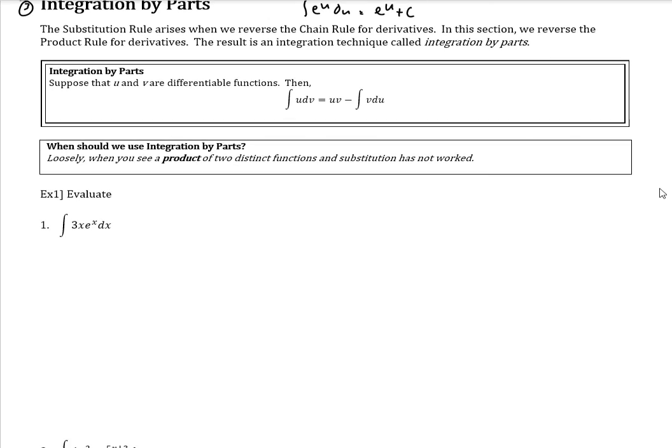Integration by parts is derived from the product rule, so if you wanted to check it out, you could do that. I'm not going to do a proof, though. Let's just move on. It is this setup where the integral of u dv equals uv minus the integral of v du.